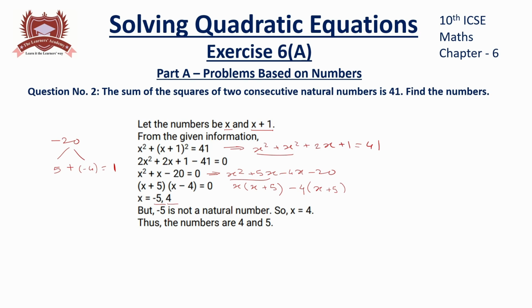But minus 5 needs to be discarded because it's not a natural number. So x would be equal to 4. So if x is 4, my other number will be x plus 1, that is 5. So the two natural numbers are 4 and 5. Quickly make a note of this.